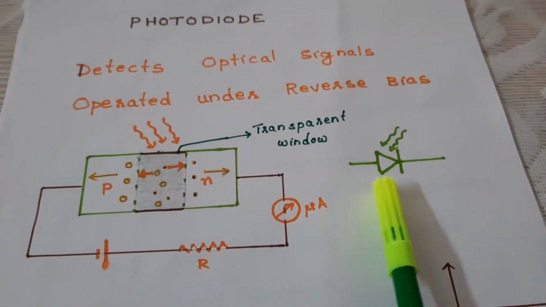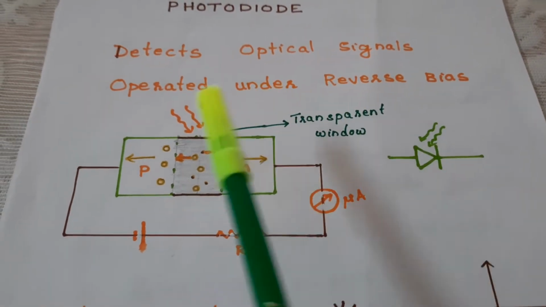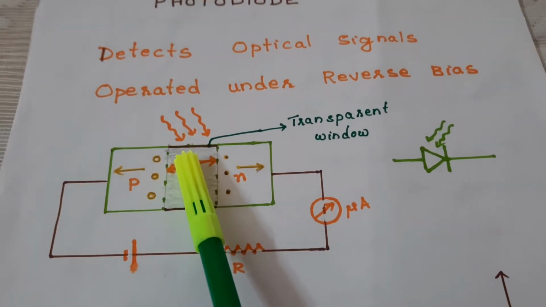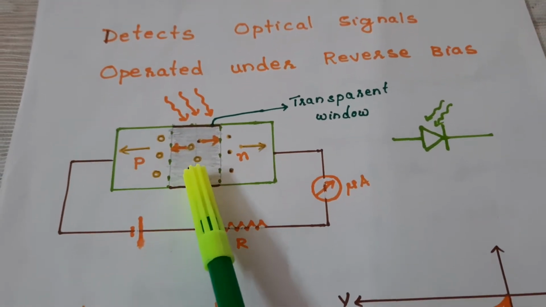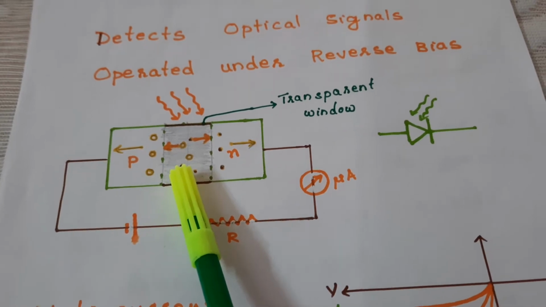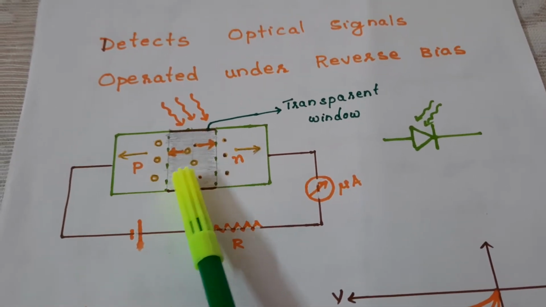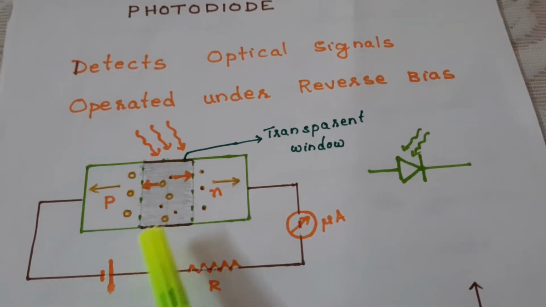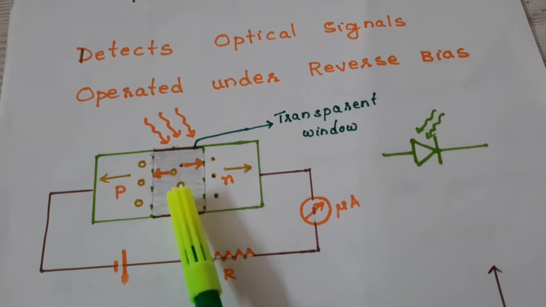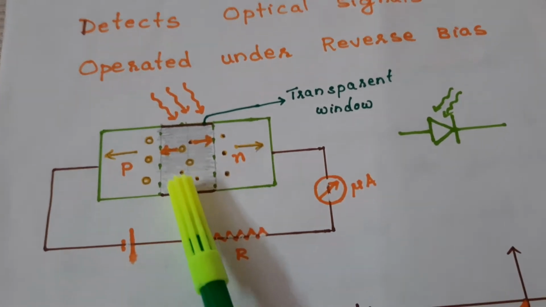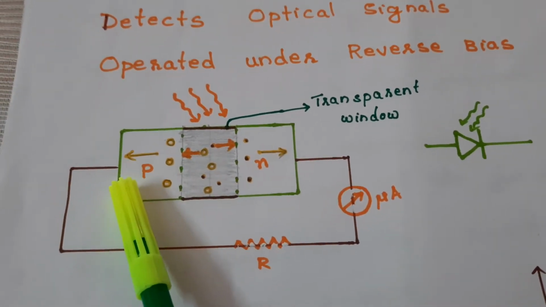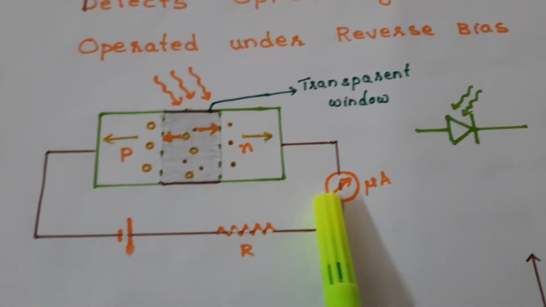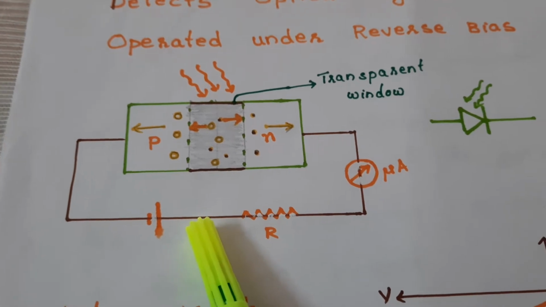This is a symbol of photodiode. When light photons of appropriate energy fall on the diode, electrons and holes are generated. And the electrons and holes are separated due to the reverse bias. The potential barrier increases, so the electrons and holes are separated. The holes move to p side and the electrons move to n side. And so the reverse current increases.